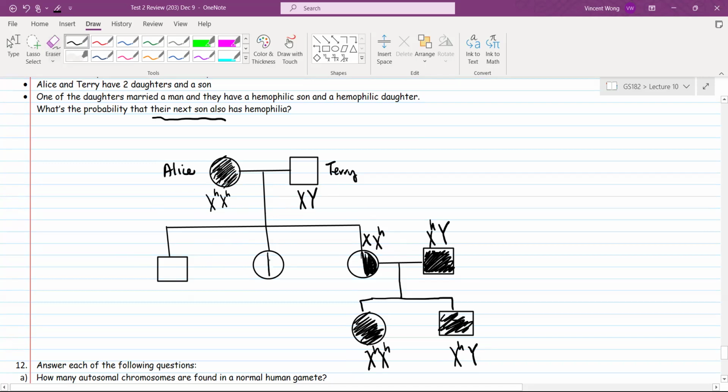This one also must be a carrier because the father will always pass on a normal X, the mother will always pass on the affected X. And then for the son here, the son is going to get the Y from dad. It's going to get the XH from Alice because that's the only one she can pass on. So this one is also shaded.